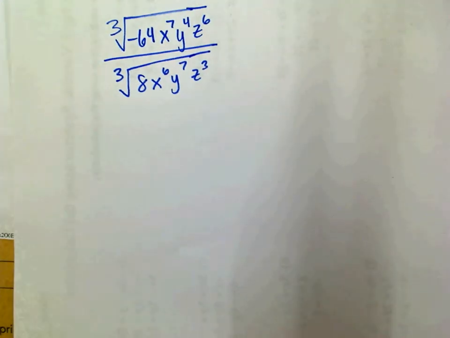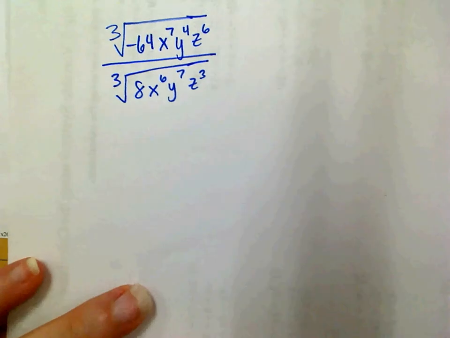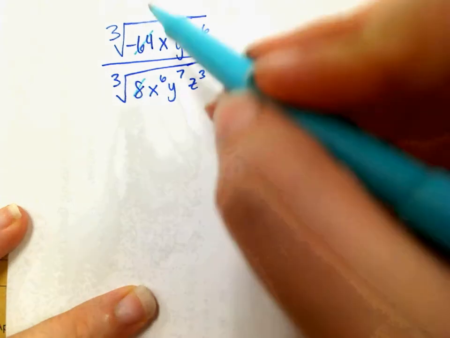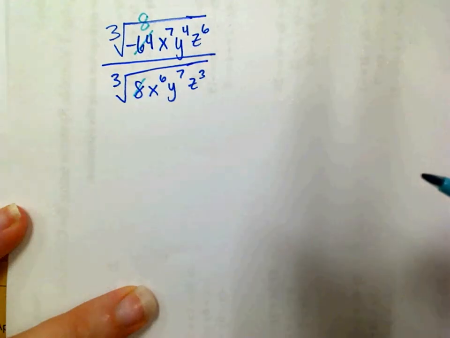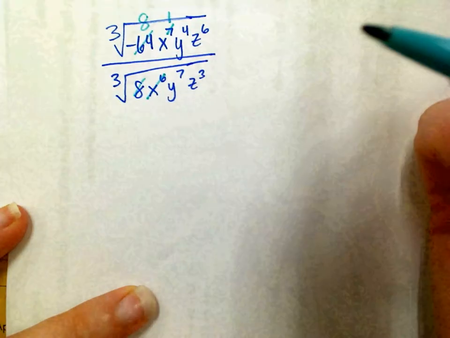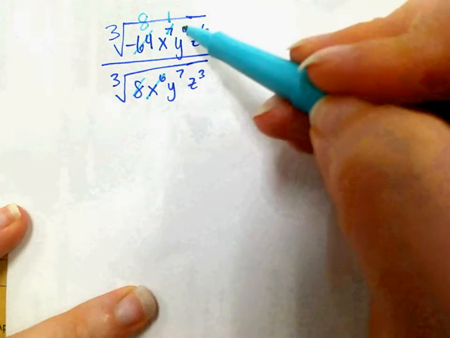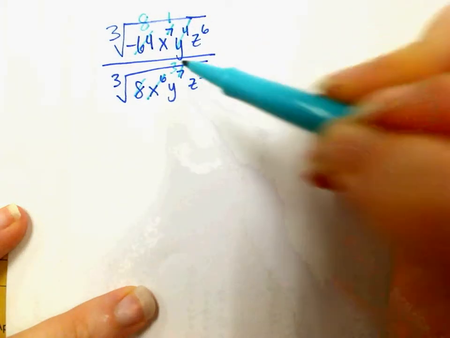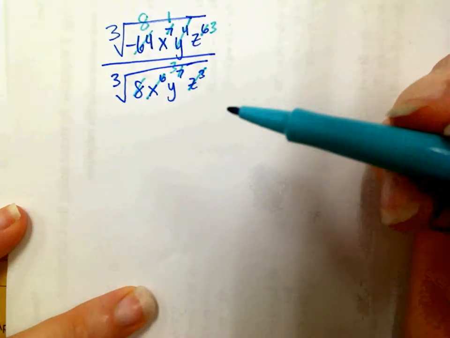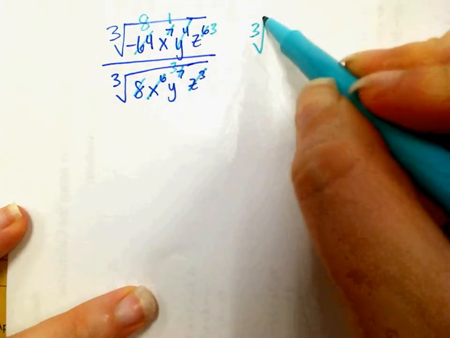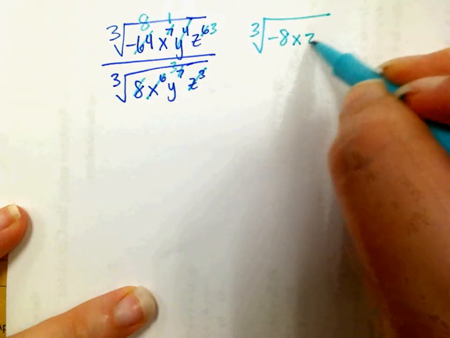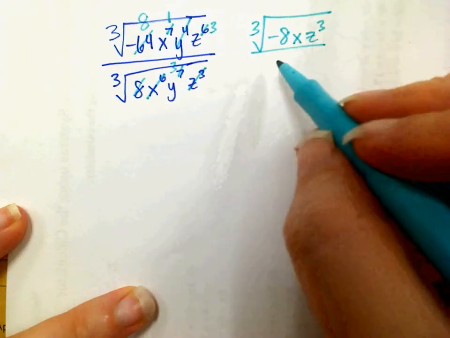So 64 and 8 both divide by 8, so that goes away, and then that's just negative 8 in the numerator. The x's, 6 of those can cancel out with 6 of those, leaving me with just 1 of them. 4 of those can cancel out with 4 of those, leaving me with 3. And 3 of those cancel out with 3 of those, leaving me with just 3. So the expression that I have right now is the cubed root of negative 8 x to the first z to the 3rd over the cubed root of y to the third.